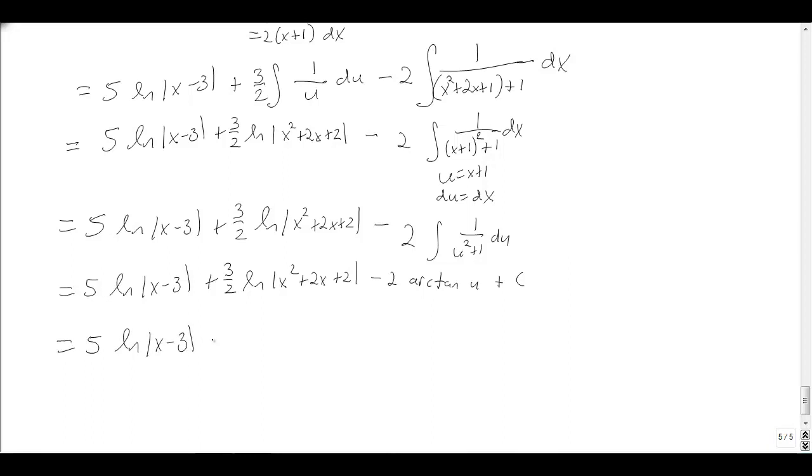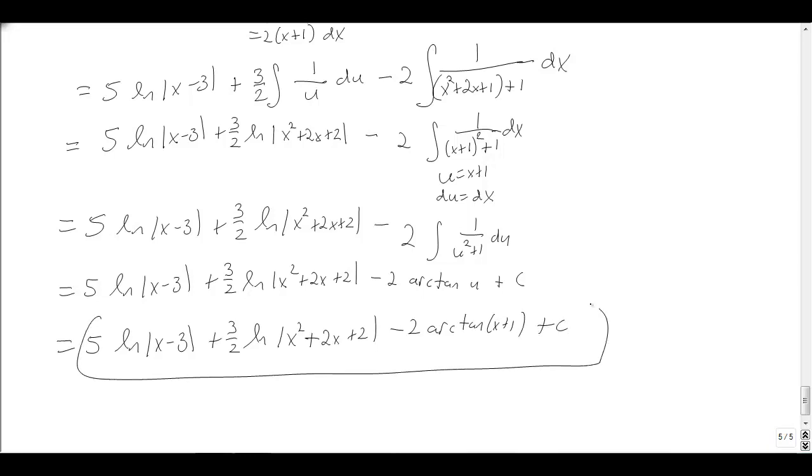So when you're all done here, you get all this stuff we've had, 2x plus 2, and then you get a minus 2 arctangent of x plus 1 plus c. So there's really our full antiderivative.